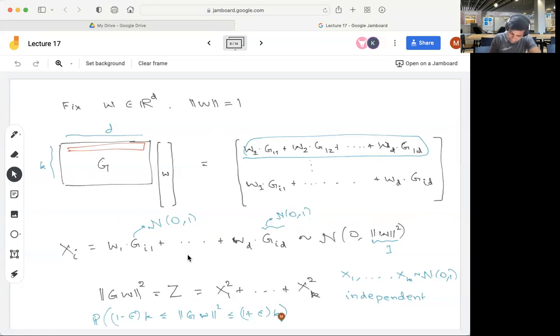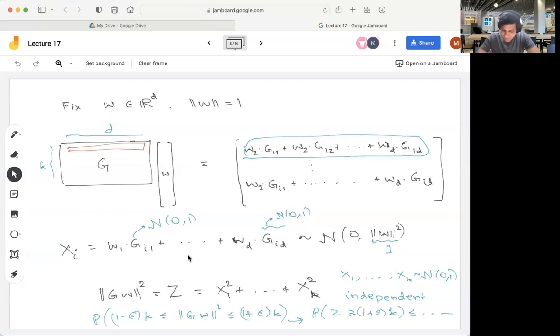Or equivalently, we are asking what is the probability that this does not happen. So we want to show that the probability that Z is too large is small. And similarly, the probability that Z is too small is also small. So we will actually study each of these probabilities separately, the probability that Z is too large or too small.